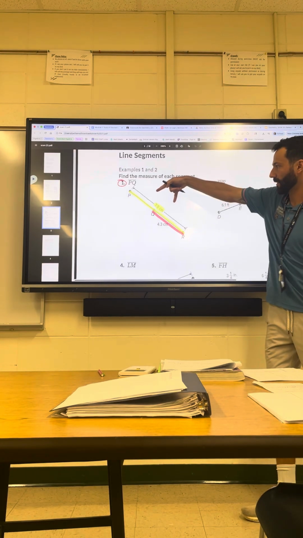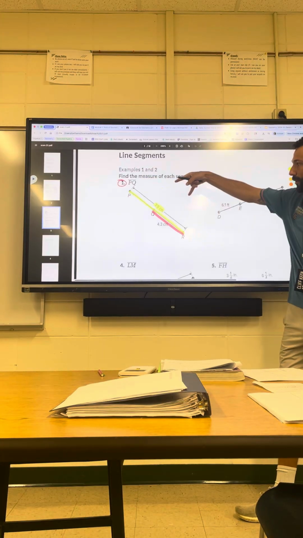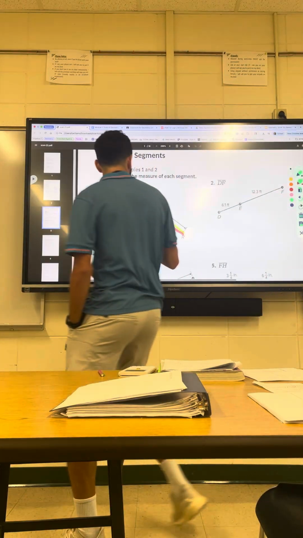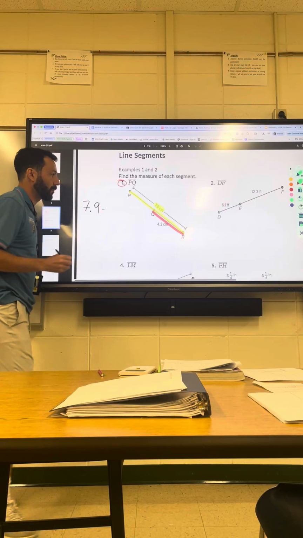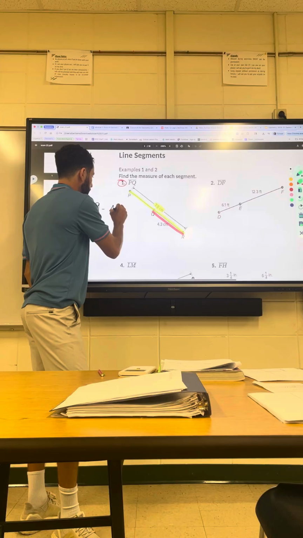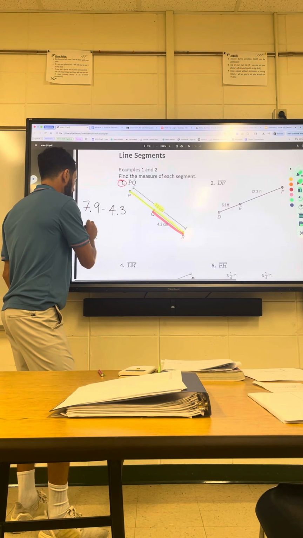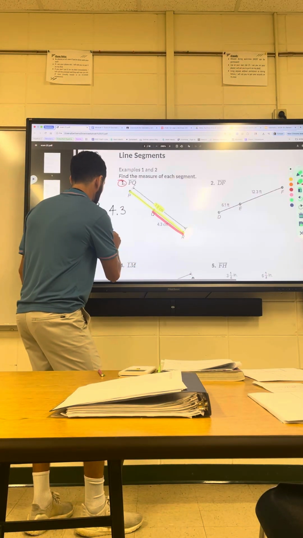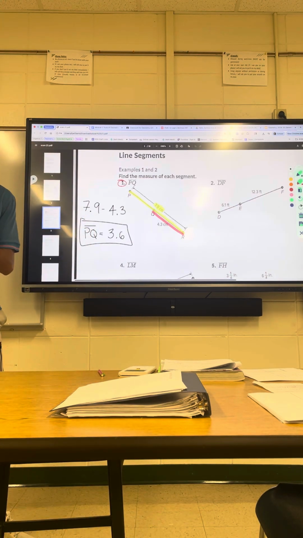So if you have the entire distance, and then you have a part of the distance, to find from P to Q, you do the whole minus the part. So we're going to do the entire segment, which is 7.9. And then we're going to take away the red part of the segment, which is 4.3. You subtract those, and then you get your answer for PQ. So 7.9 minus 4.3 gives you 3.6. And that is your final answer. There's one question like that on the test.